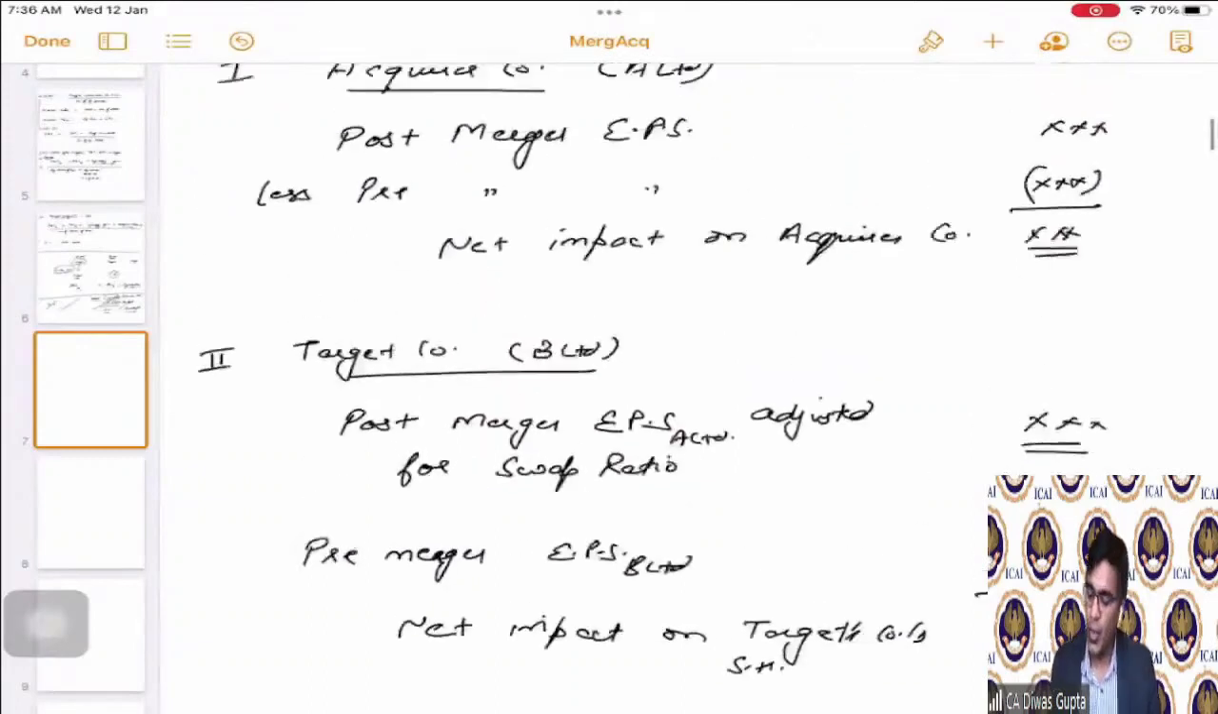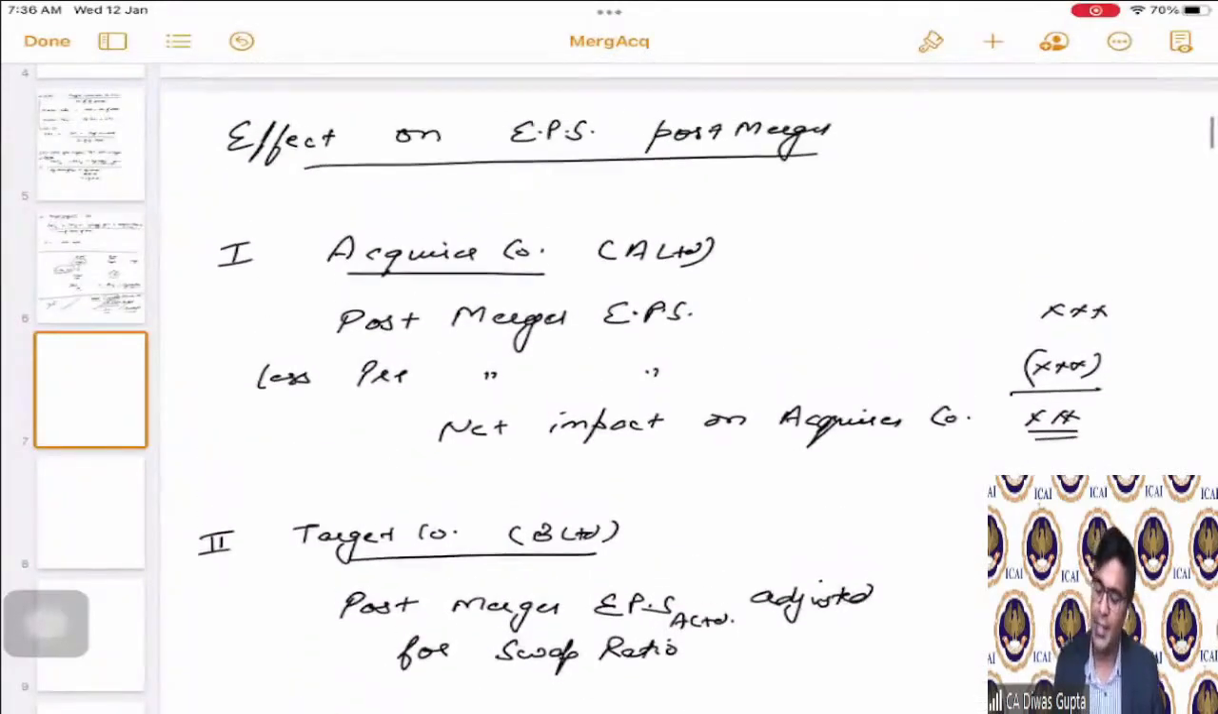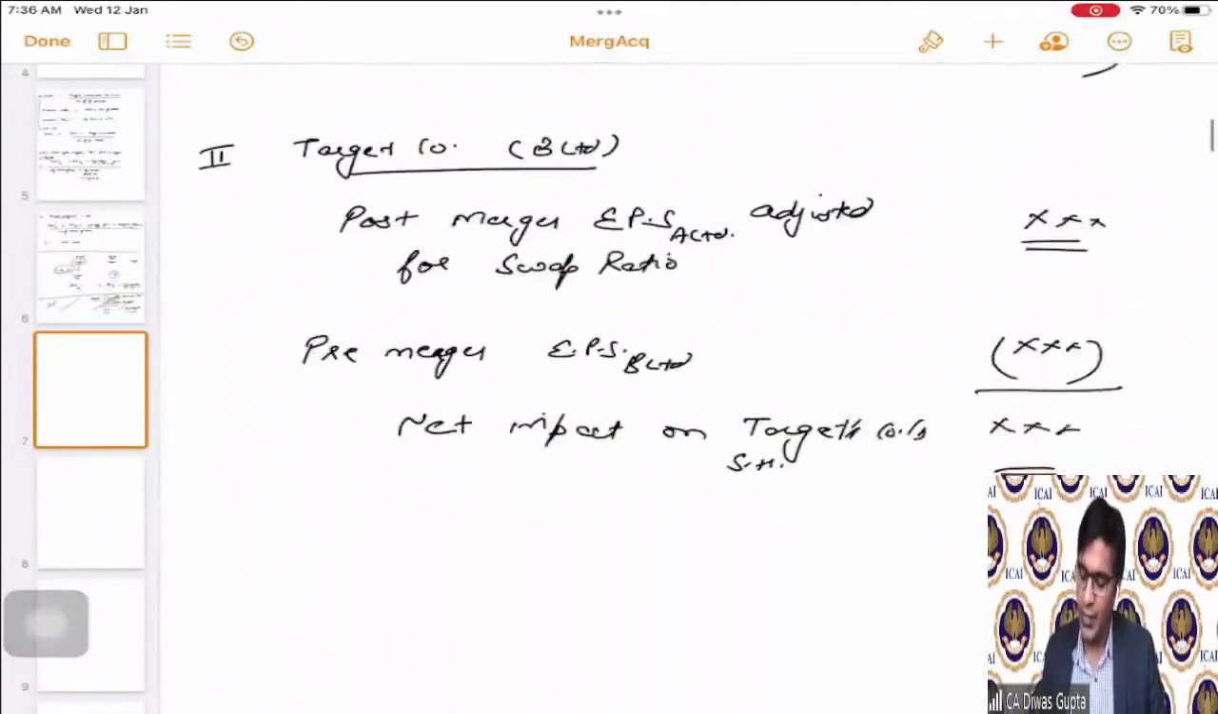Okay students, the only point to be noted here is that in the case of an acquirer company, we can simply take EPS post-merger and pre-merger, because one equity share of A Limited remains one equity share after the merger. But in the case of a target company, one equity share of B Limited will not be equal to one equity share in A Limited post-merger. Hence, we have to account for that swap ratio while doing the impact analysis.